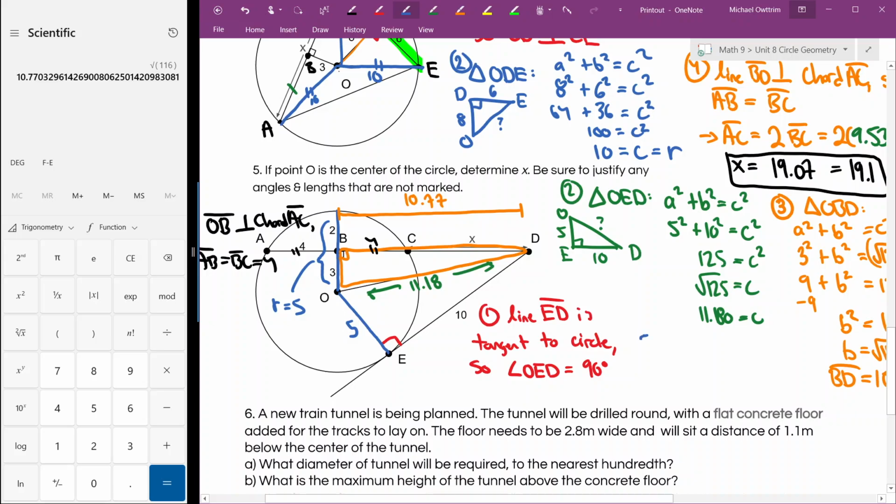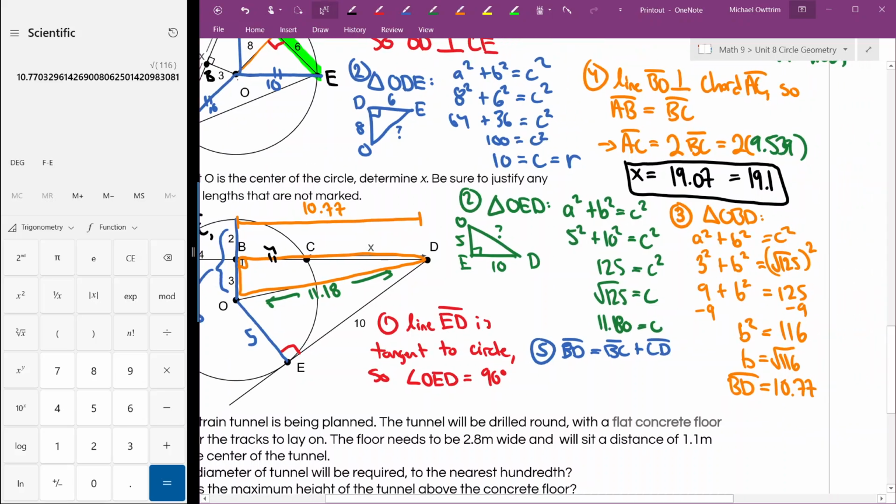Now, lastly, we're going to finish up. Running out of colors here. Last thing I'm going to do is figure out my length x. I'm going to say that my overall line BD is equal to BC plus my CD. BD I just figured out a minute ago was 10.77. BC I just figured out is 4. CD is the x I want. Let's subtract 4 from both sides. And my 10.77, take away my 4, leaves me with 6.77 as the value of my x.